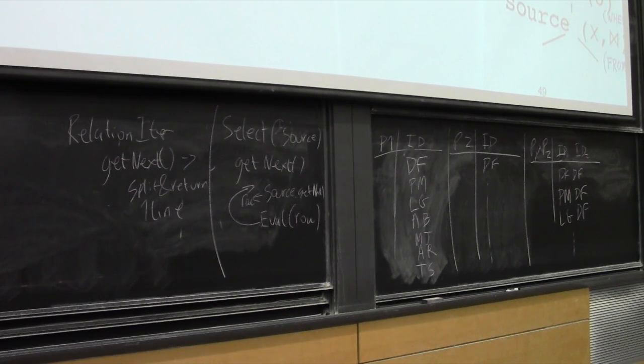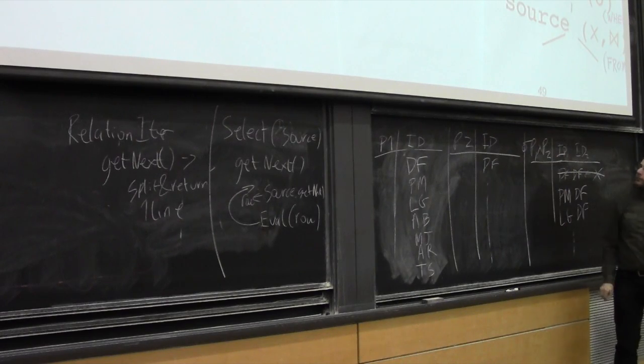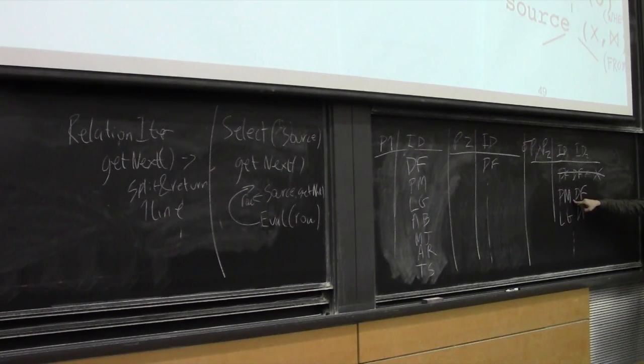All right, let's apply our selection predicate to each of these. DF, DF: is DF equal to DF or not equal to DF? No, so that one goes away. Is PM equal to DF or not equal to DF? Yes, PM is not equal to DF. Good, that one stays. LG, DF. So does that address your concern?